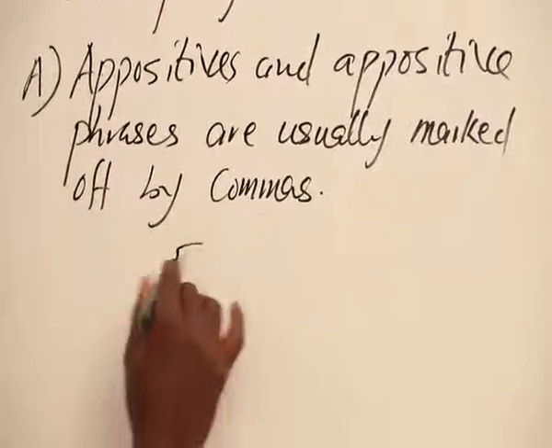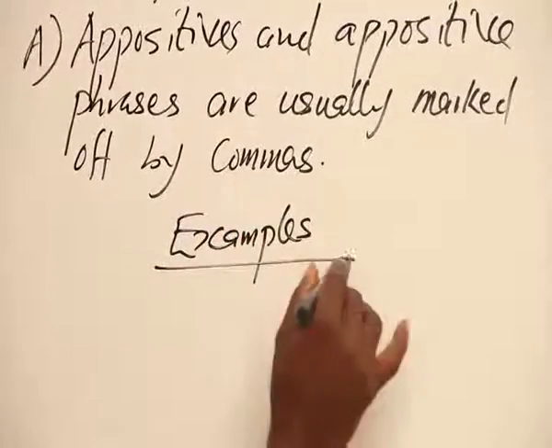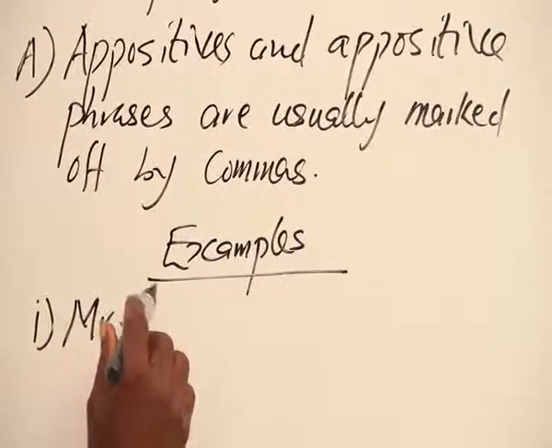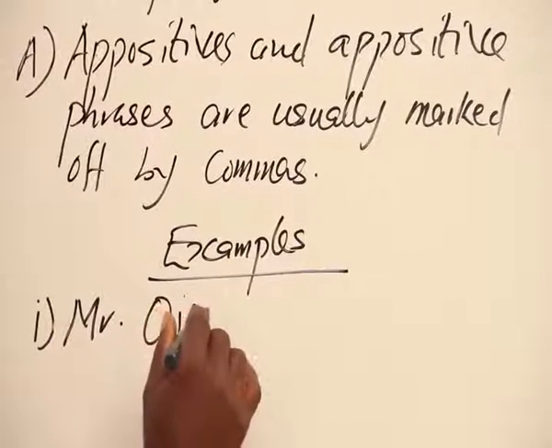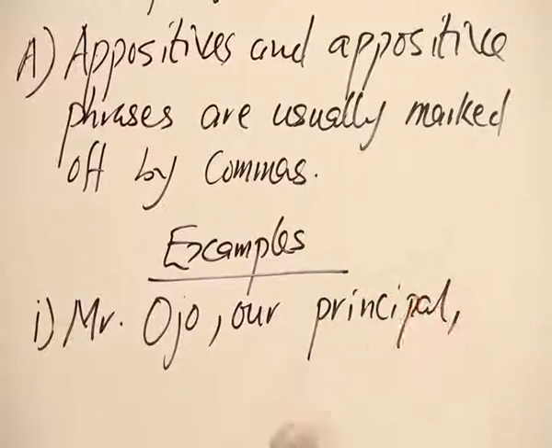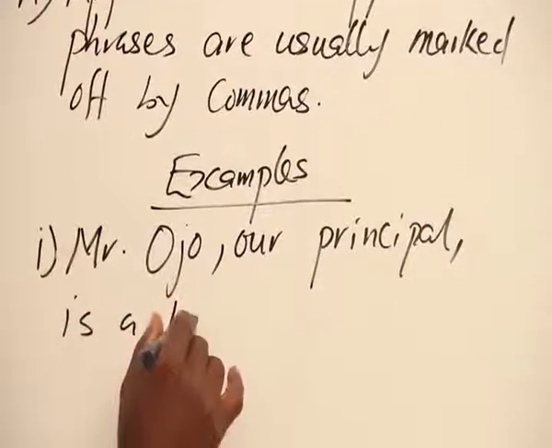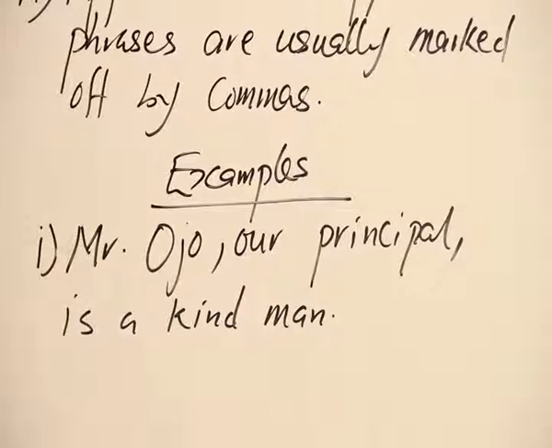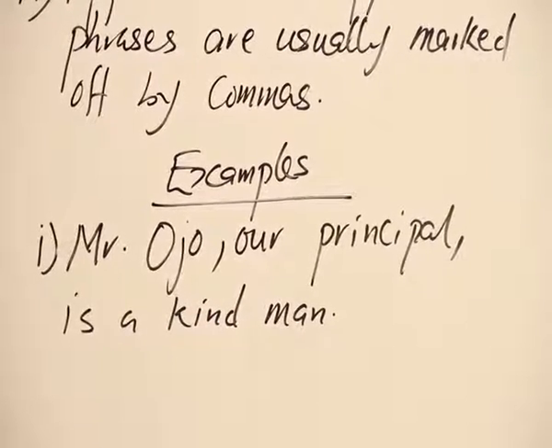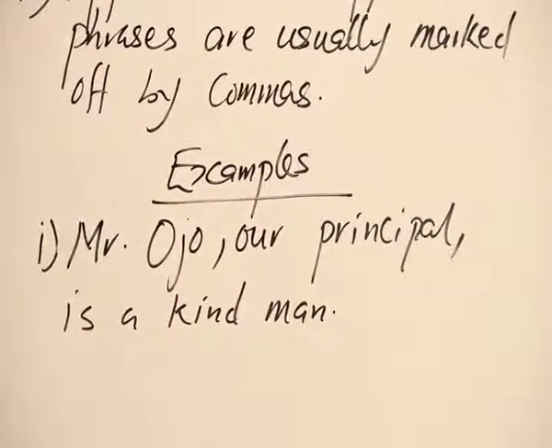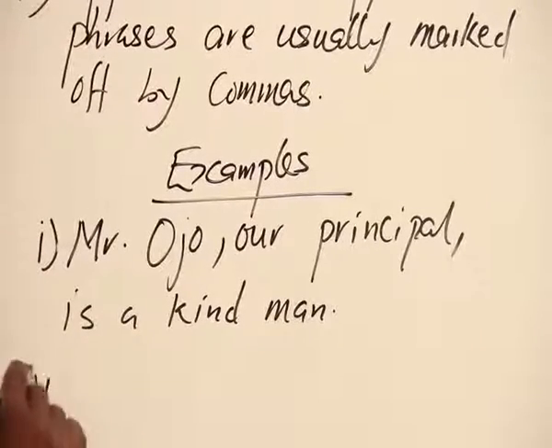So we can take our examples to illustrate the point. Example 1. Mr. Ojo, our principal, is a kind man. Now, the appositive is beginning the sentence. When that happens, you have two commas setting off the appositive from the appositive phrase. You have one between them and another one at the end of the appositive phrase. It's only when it's at the end then you have just one comma, as the example below shows.